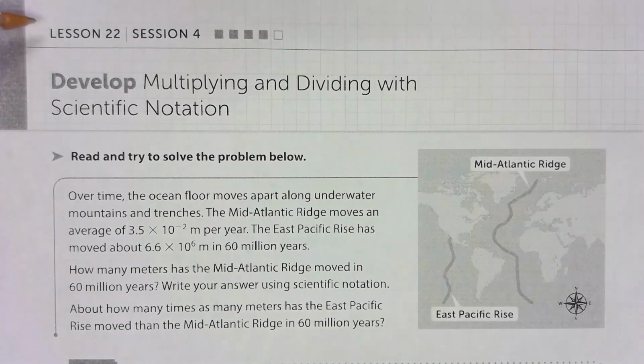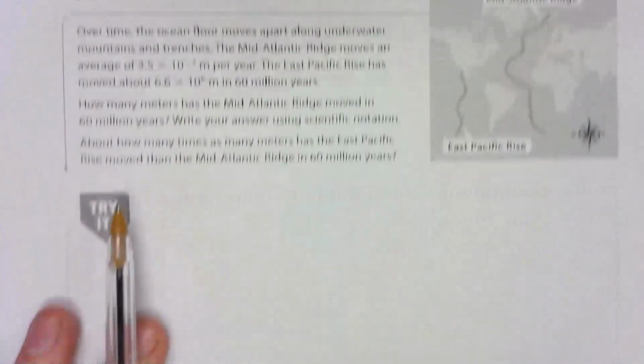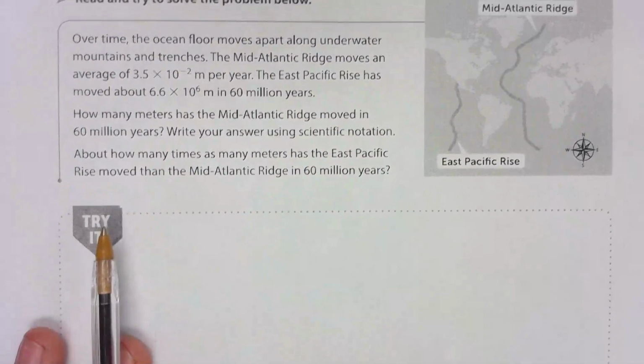Hello pre-algebra scholars, this is lesson 22, session 4, and our objective is the same as it was last time, so I'm not going to make you rewrite it, but we are doing operations with scientific notation, and this time we are specifically looking at multiplying and dividing in scientific notation. Let's jump right in. We have a neat problem here.